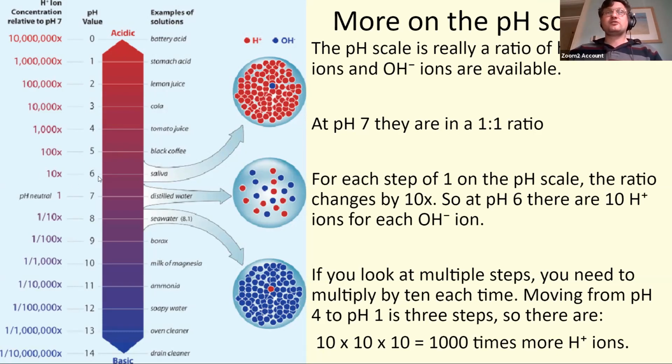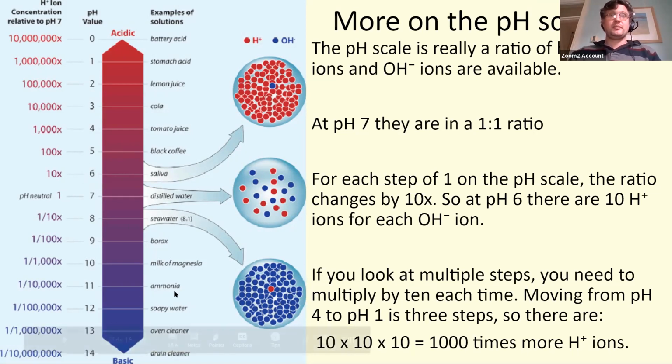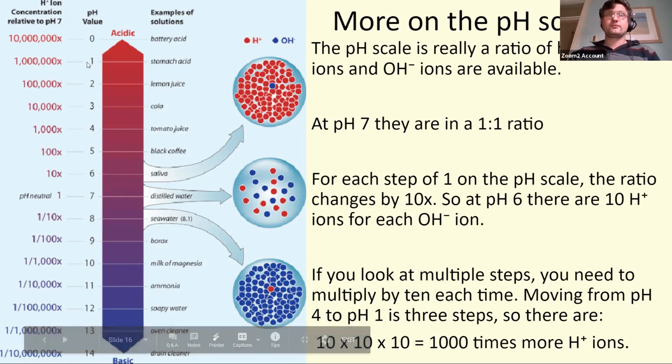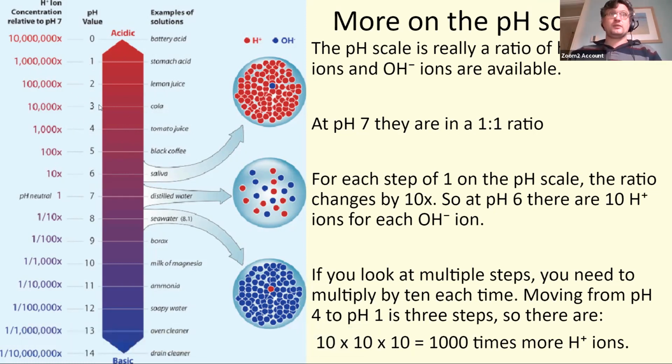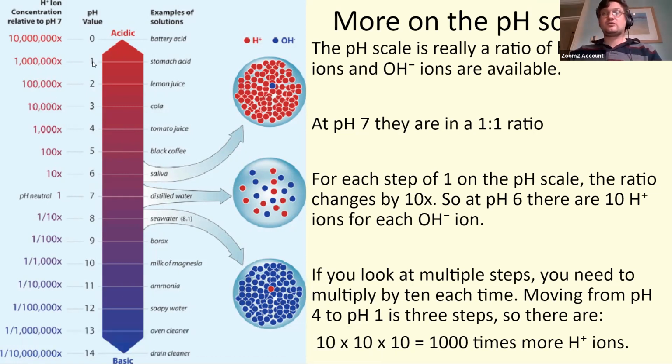And something they might ask you to do is, how many more hydrogen ions are there in this pH than that pH? So here's an example. If we look at moving from pH 4 to pH 1, so that's 3 steps, 1, 2, 3, you would go 10 times more hydrogen to go to pH 3, 10 times again to go to pH 2, and 10 times again to go to pH 1. So 10 times 10 times 10, there are 1,000 times more hydrogen ions.